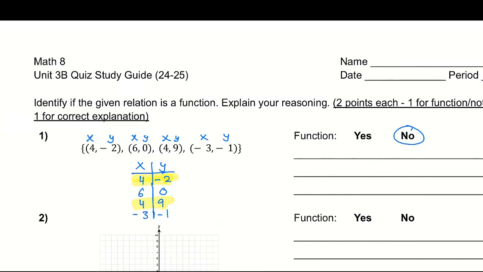You can say either, what I would say is this. The input 4 has two outputs. And those are -2 and 9. That'll work.